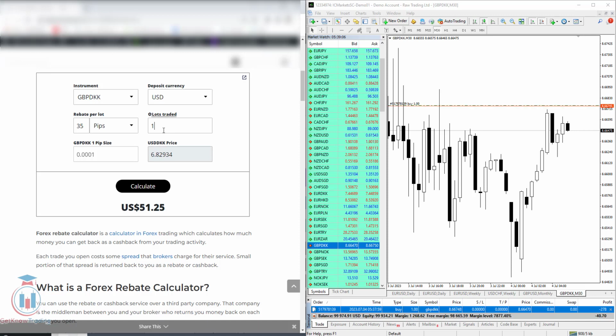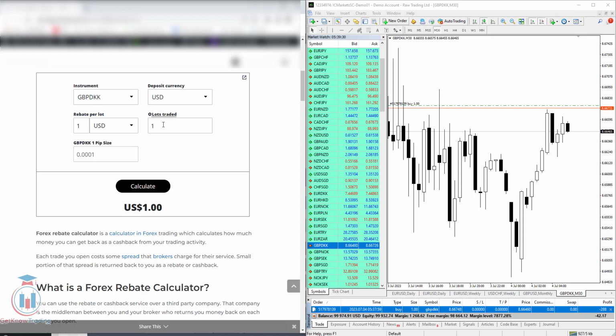Have in mind that there is the possibility that you can, for example, change here rebate per lot in pips or the currency. So for example, if you put here USD, just a minute to find it, USD, this means, for example, let's put 1. This means they will give you back $1 per one lot traded.